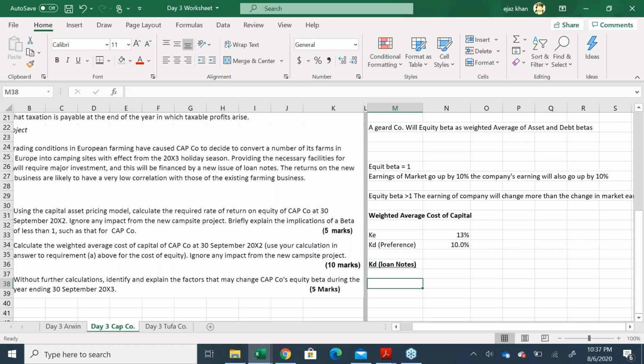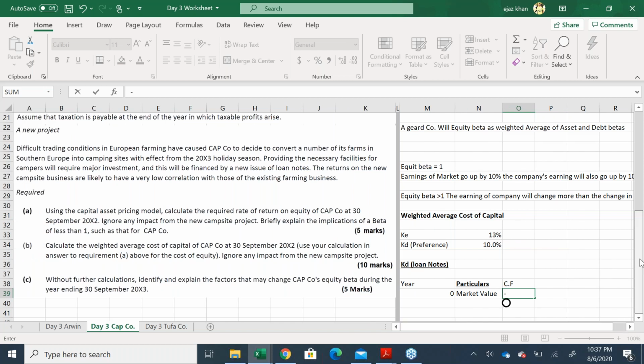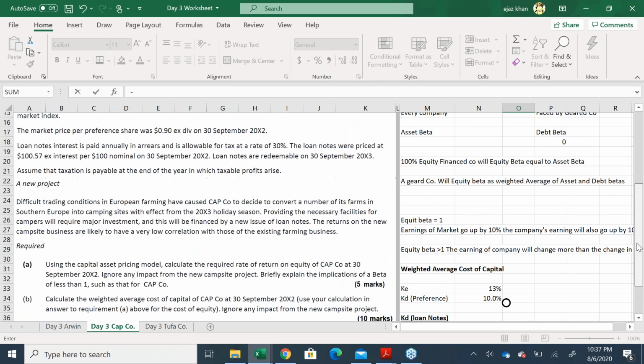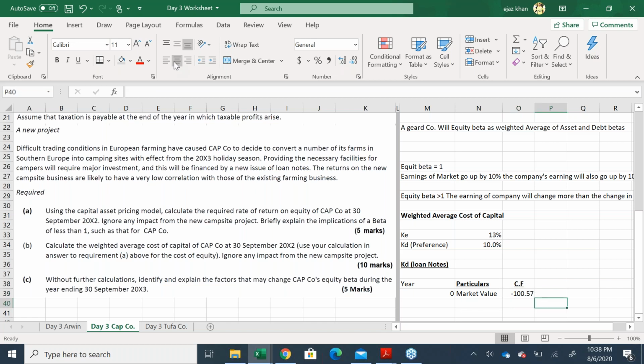Loan notes, okay. Year 0 and particulars. This format will be very useful for you. Market value, cash flow. So we should always take market value as our 0 point cash flow, and it is 100.57. That's cash flow. Okay. Discount factor slash annuity factor and present value.